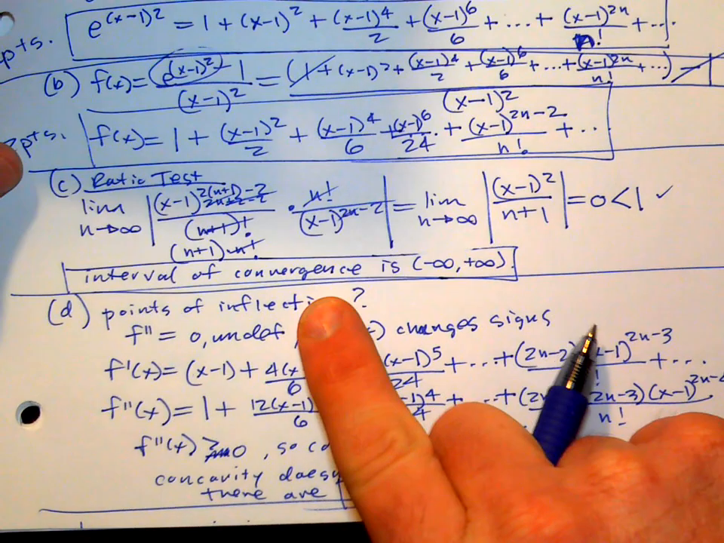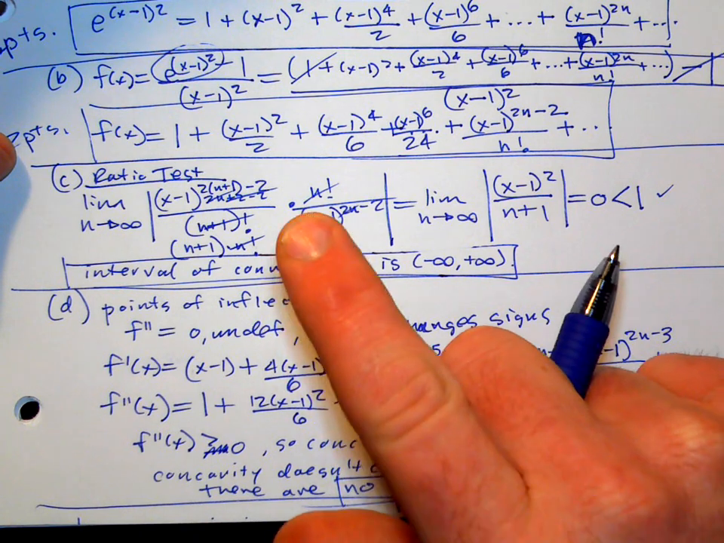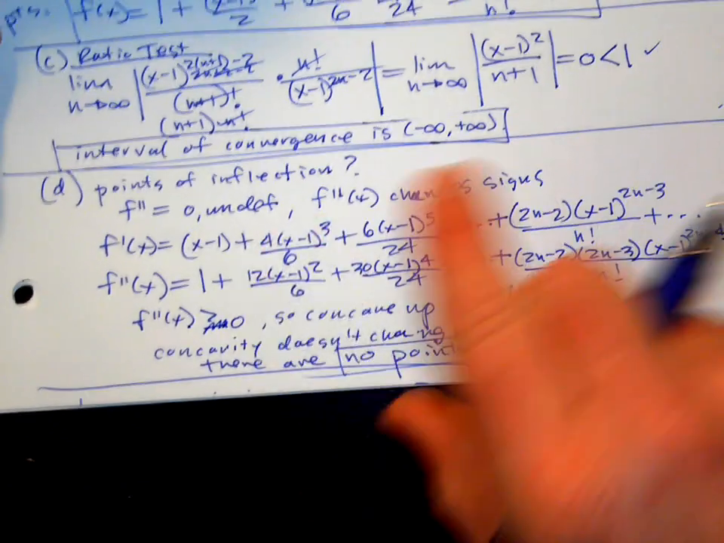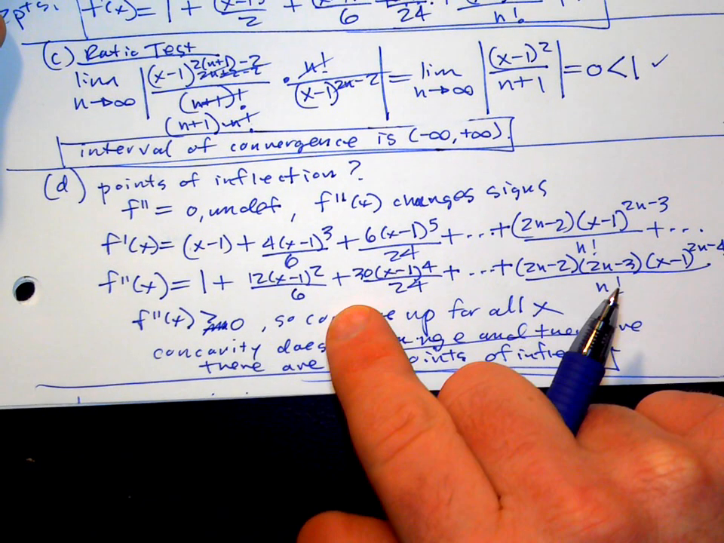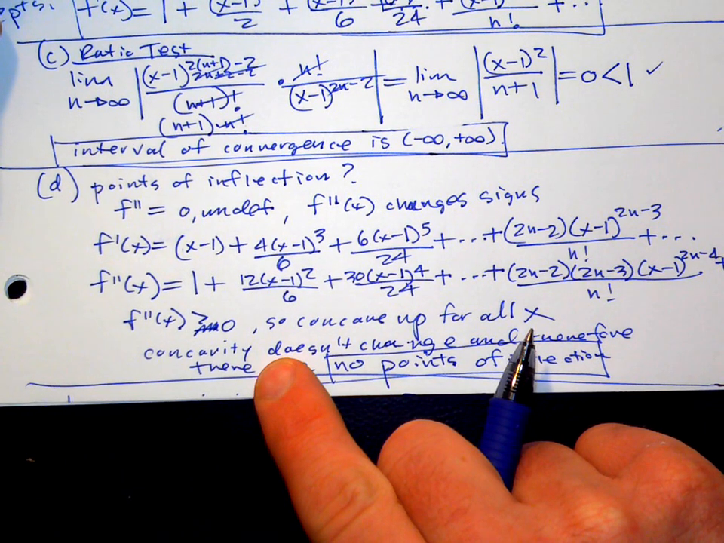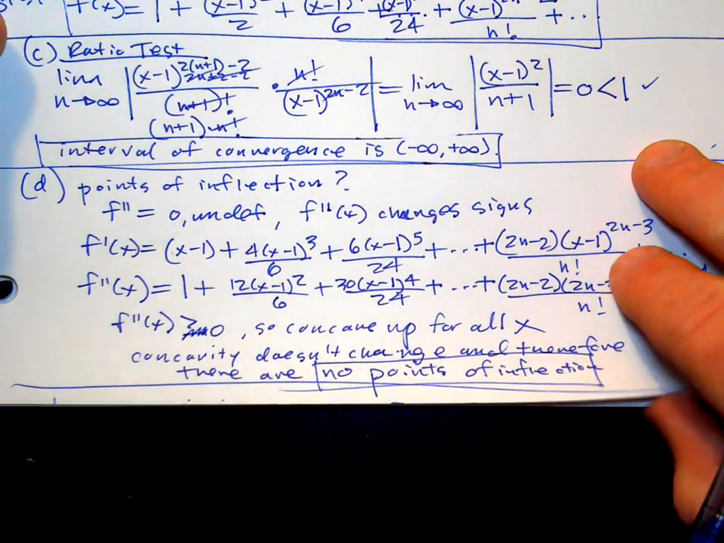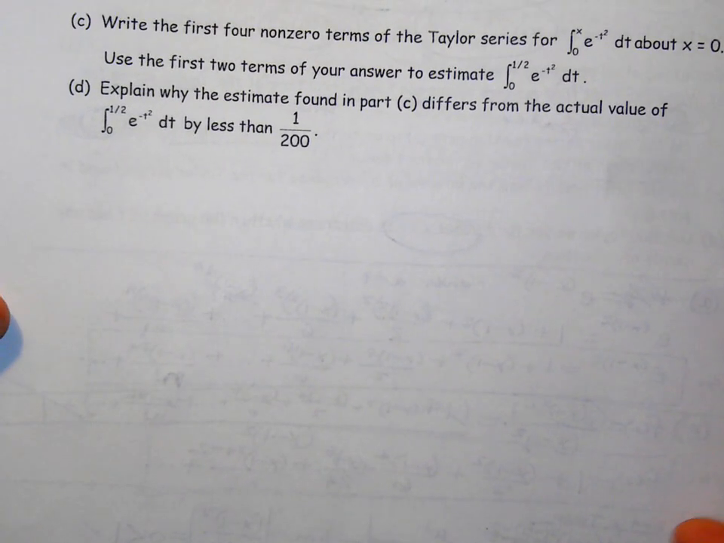The ratio test, I think, was straightforward, but the problem is it relied on part B, which relied on part A, and then part D, inflection points. Finding the second derivative wasn't hard, but then being able to make the conclusion that it's always positive, so it's always concave up, so it has no inflection points, that was a little harder. So that was definitely a tougher one.